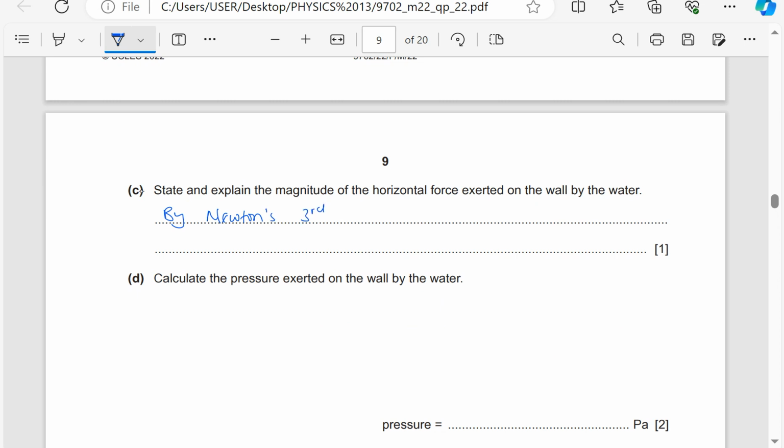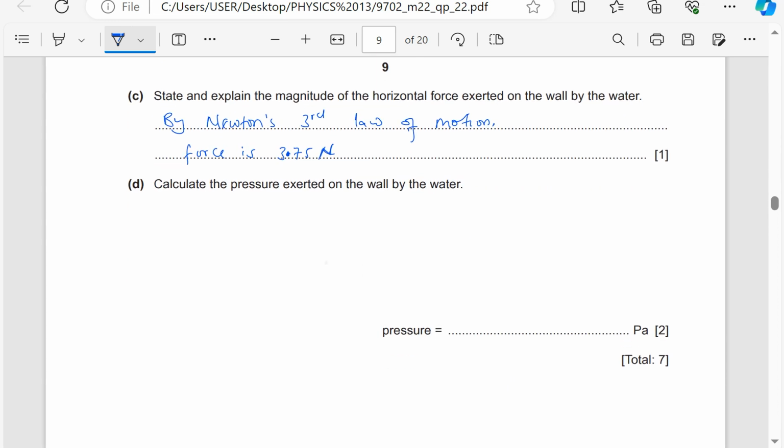by Newton's third law of motion, it means the force is going to be 3.75 newtons because the forces are equal but opposite. The force exerted by the wall on the water is the same as the force exerted by the water on the wall. So the answer is 3.75 newtons.